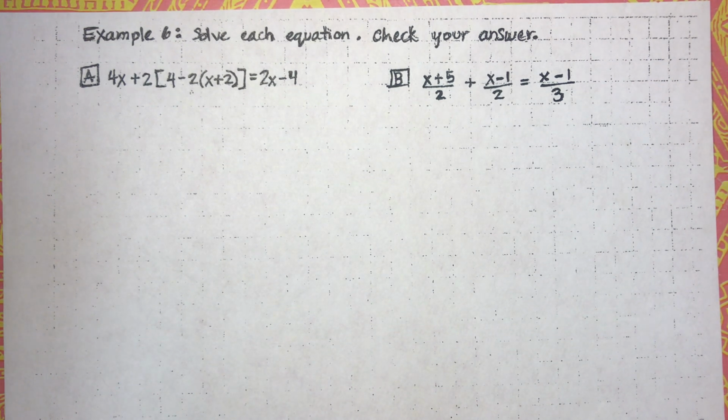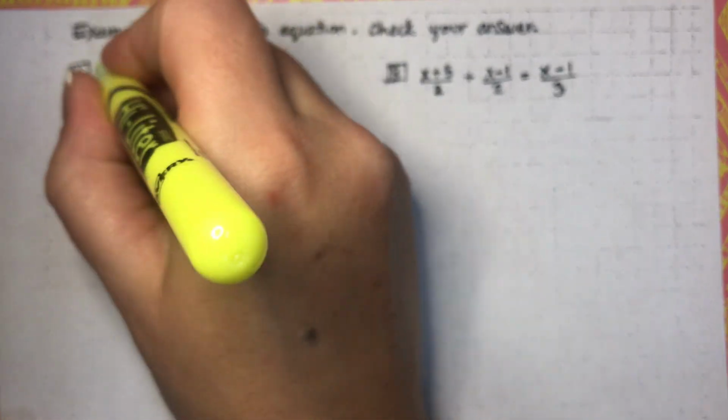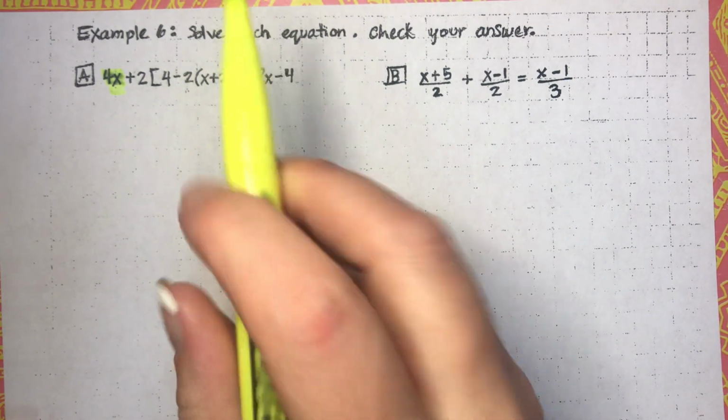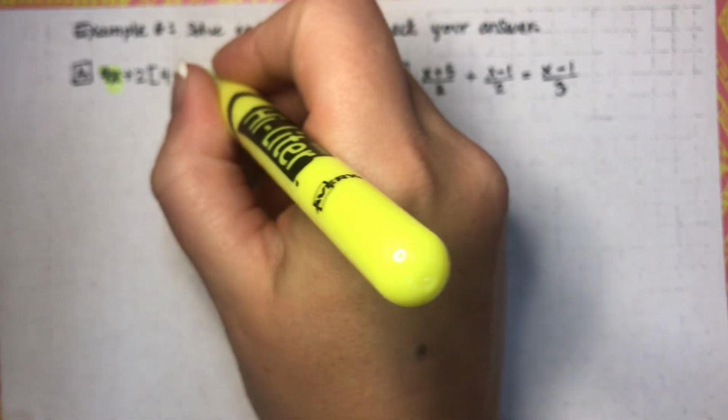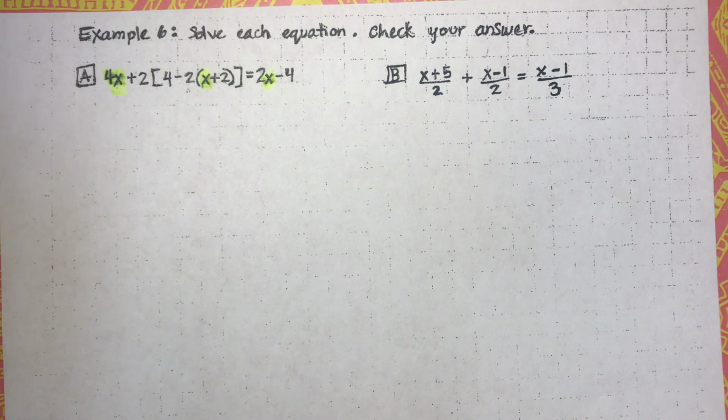All right, we're back. Let's go ahead and start on A. This one is a challenge. Let's see how you did. Okay, so what do we have? We have 4x plus 2 multiplied by the quantity 4 minus 2 multiplied by the quantity x plus 2 equals 2x minus 4. There's a lot going on, okay?